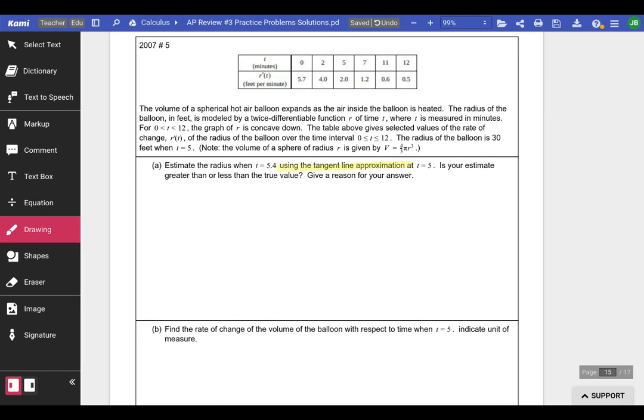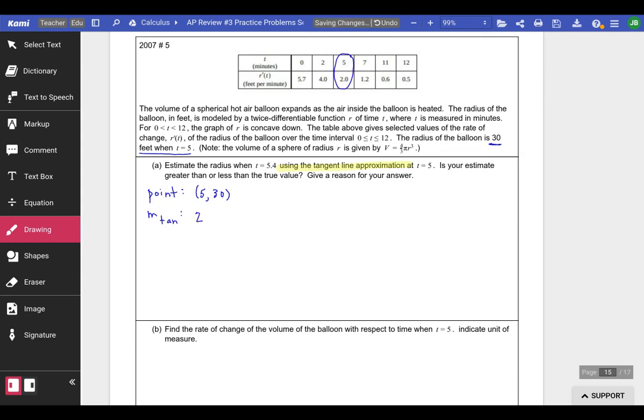So if I need to use a tangent line approximation, I know I'm going to need two things. I'm going to need a point, and I'm going to need the slope of my tangent line. So we're doing this at time t equals 5. When time t equals 5, they told me the radius is 30. So there they were giving us our point. For my slope, well, my slope is going to be r prime of 5, which I can get from the table right here. And so I know my slope is 2.